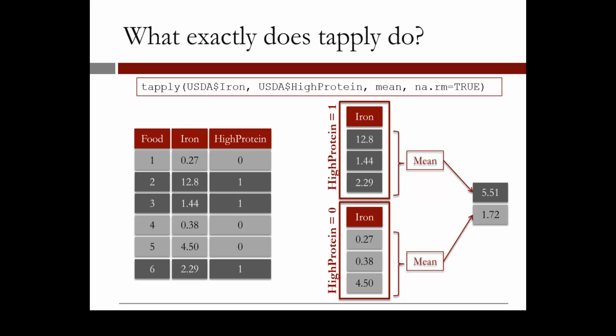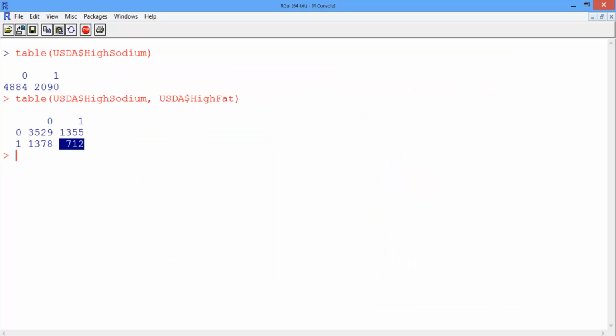Now let's go back to R and have a hands-on practice on how to use the t-apply function. So let's compute the average amount of iron sorted by protein levels. So we're going to type t-apply, and then the first argument is the iron vector, which we're trying to analyze. And we are sorting it according to the high protein vector, so this is our second argument. And then the mean statistic is used because we're trying to calculate the average level of iron. And do not forget to remove the non-available entries by typing na.rm equals true.